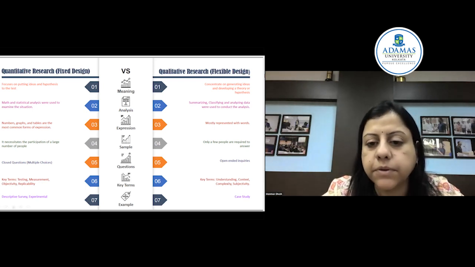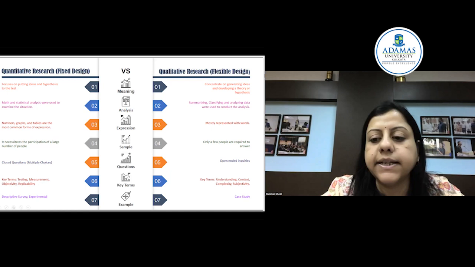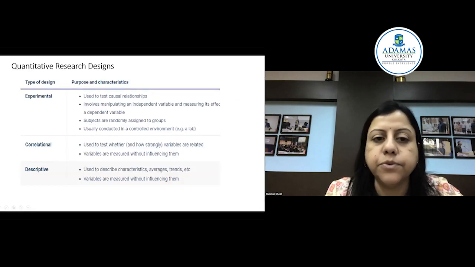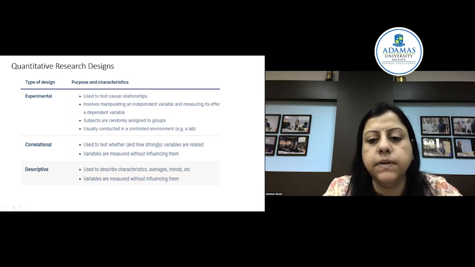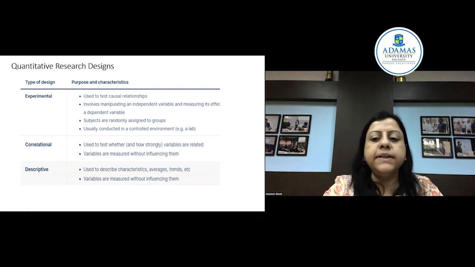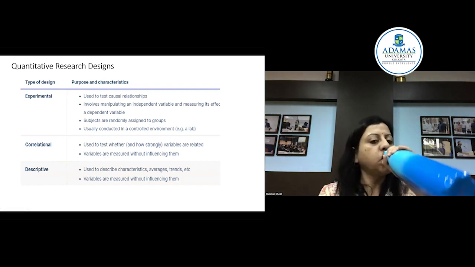We have already talked about the method. It can be case study, ethnography, in-depth interviews in qualitative, and examples are experimental and any type of quantitative measures that you work with. So here I have already discussed this, what type of designs you have: experimental, correlational and descriptive. So description is all about describing averages, trends.